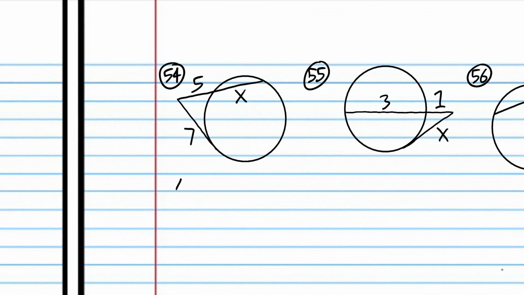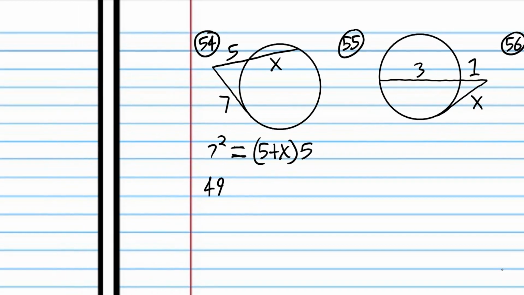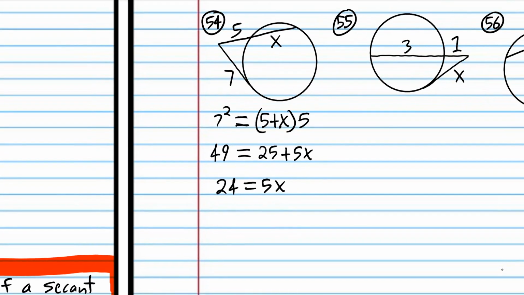So you take the tangent and you square it, and that square is equal to the product of the total length of the secant, which is 5 plus x, times the external part. That's all that's saying. So 49, or 7 squared is 49. Use distribution. 5 times 5 is 25. 5 times x is 5x. Now we're going to subtract 25 from 49, and we get 24 is equal to 5x. And divide both sides by 5. And again, you can use a calculator if you want and change it to a decimal, however you want to do that.